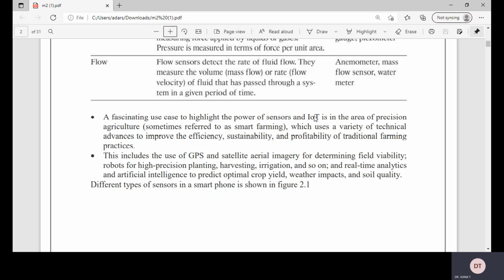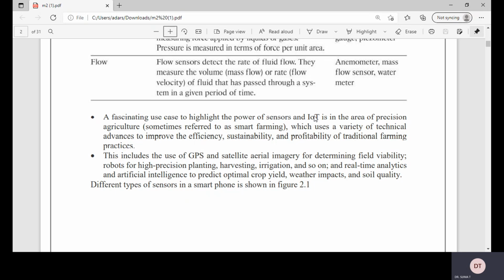Then temperature sensors measure the amount of heat or cold present in the system, whether in the environment or the surrounding areas. They can be broadly of two types, contact and non-contact. Contact temperature sensors need physical contact with the object you want to measure. Non-contact sensors do not need physical contact as they measure temperature through convection and radiation. Examples: thermometer, calorimeter and temperature gauge.